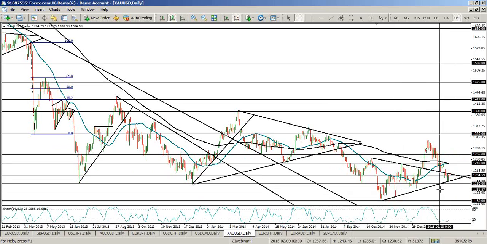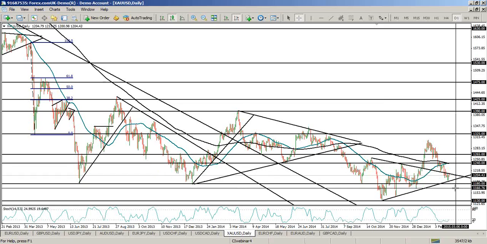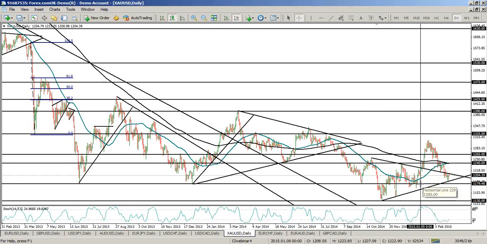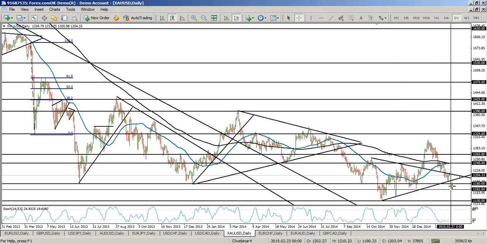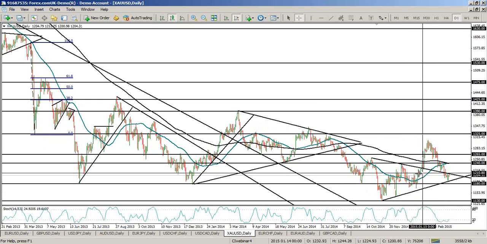So right now there's not much of a trend on gold. I am looking for a rebound back to the upside, seeing as how we're near very strong support at 1180, and also near very strong lows near 1130. This was the multi-year low at 1130, so I'm looking for a rebound to the upside. I have been looking for a rebound for quite some time.